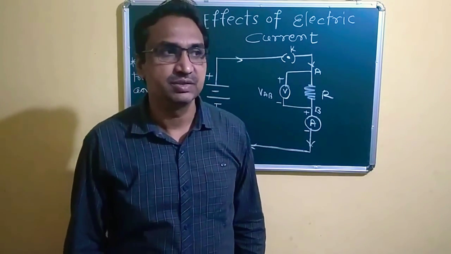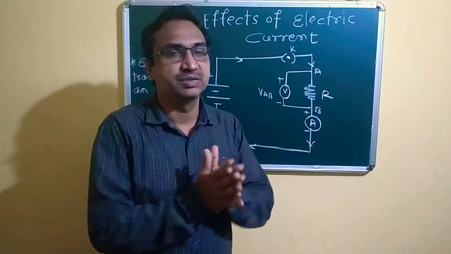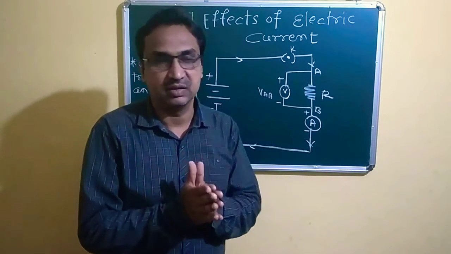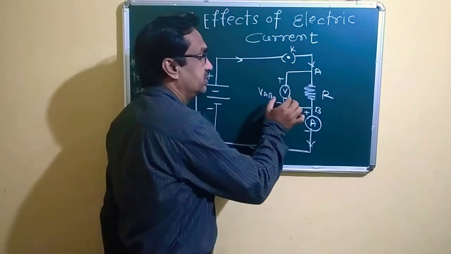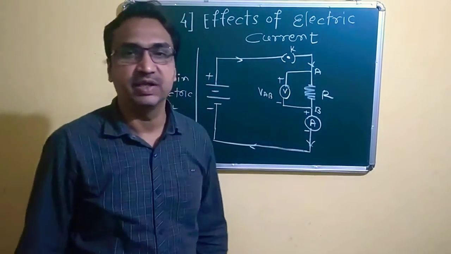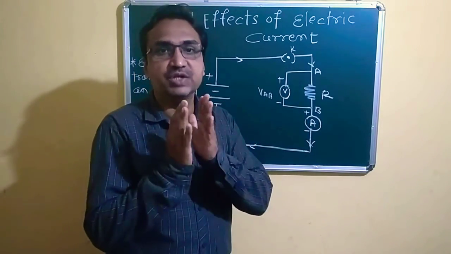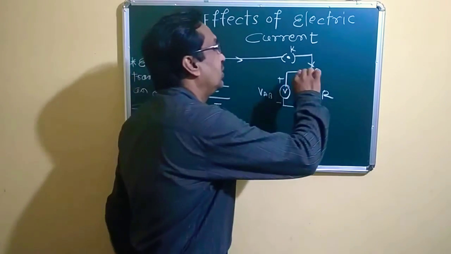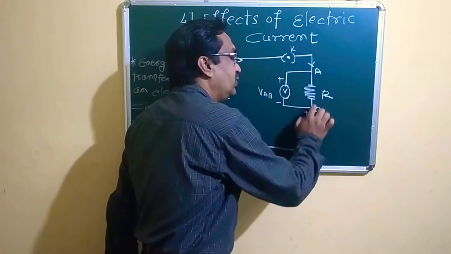A resistor is a device which can resist or oppose the electric current. After that, here is a voltmeter. A voltmeter is a device which can measure the potential drop or potential difference across a particular object. That is a resistor between point A and B.